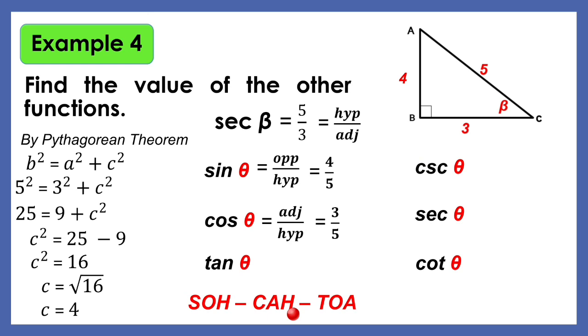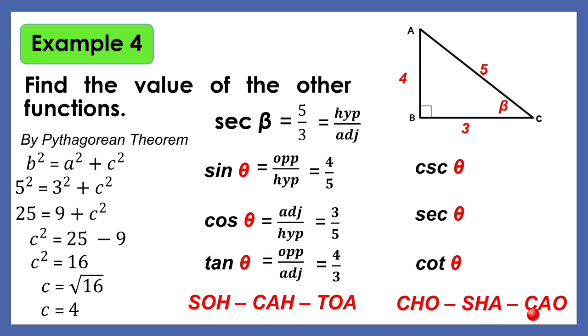For our tangent, so that is TOA, opposite over adjacent. Ano ang opposite? That is 4. Ang adjacent, that is 3. 4 is to 3. For our next 3 functions, pwedeng gamitin yung ating mnemonics na COSECANT or pwede rin kunin natin yung reciprocal. So, cosecant, hypotenuse over opposite. So, pagbaliktarin lang natin to, 5 is to 4.